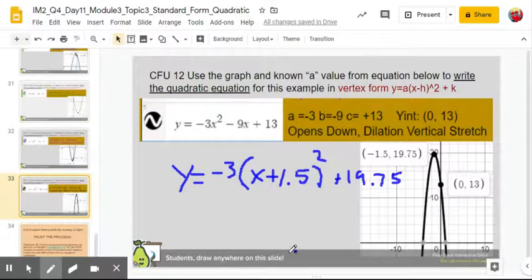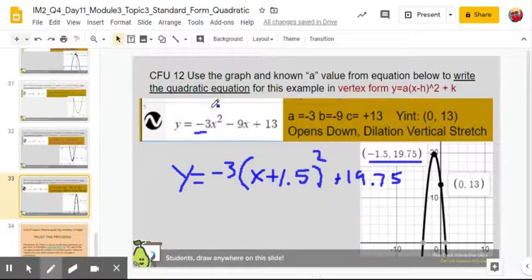All right, for our last one, the A value is right here, so it's negative 3. Our H, K was the vertex here, so H is negative 1.5, K is positive 19.75. So our equation is Y equals negative 3 times X plus 1.5 squared plus 19.75.